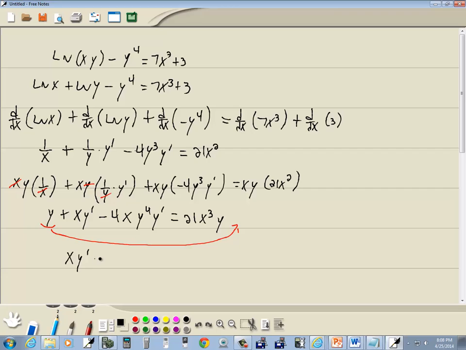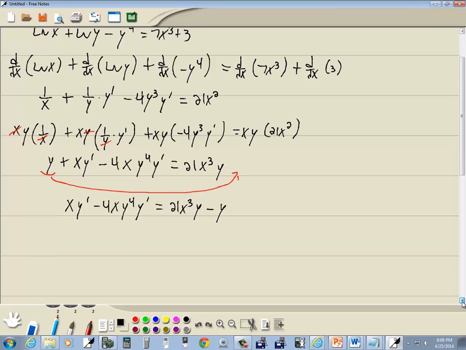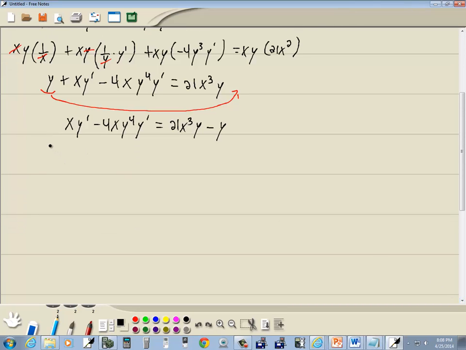So we got xy prime minus 4x y to the fourth y prime equals 21x to the third y minus y. Remember, when you take anything across your equals, your sign changes. Step 4, factor out y prime. So factor out y prime, and that leaves us x minus 4x y to the fourth equals 21x to the third y minus y. Our fifth step is to divide everything by what's in front of or behind y prime. Well, there's nothing in front of it, but there's an x minus 4x y to the fourth after. So I divide both sides by that.